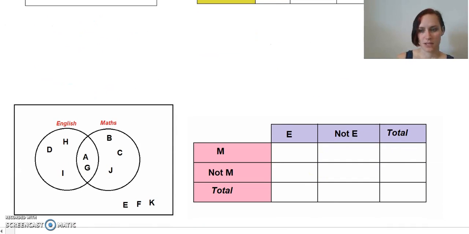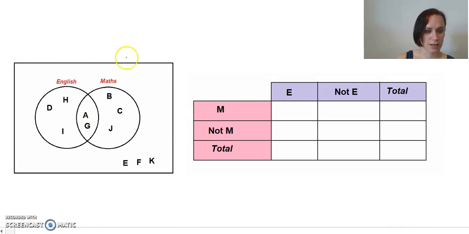All right, we've got some information down here. This is our chart. This is our Venn diagram. We've got people who like English and people who like maths, and these people sitting outside who don't like either. So we're going to do a quick count because we want to see what our totals are going to be. So 1, 2, 3, 1, 2, 3, 4, 5, 6, 7, 8, 9, 10, 11. So we are aiming to get to 11 each time we do this. That's our goal.